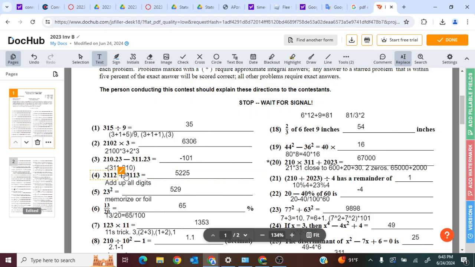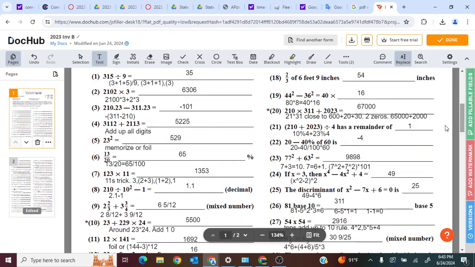Number 4, just add up all the digits. Not too hard. You got that. 23 squared, you can either have this memorized or FOIL it. 3 squared is equal to 9. That's your 1's place. 2 times 3 times 2 is 12. 2, carry a 1. 2 times 2 is 4, plus 1 is 5. 529.